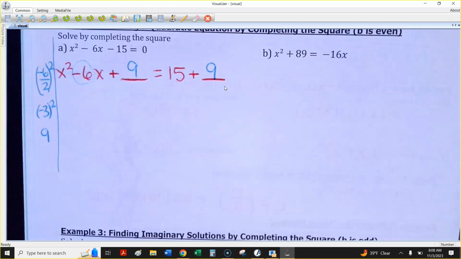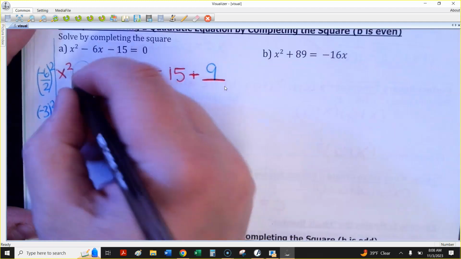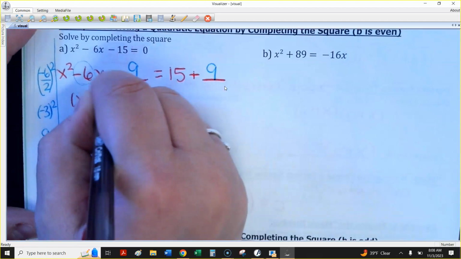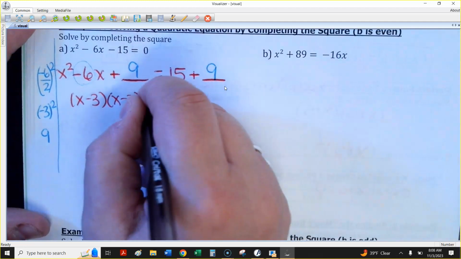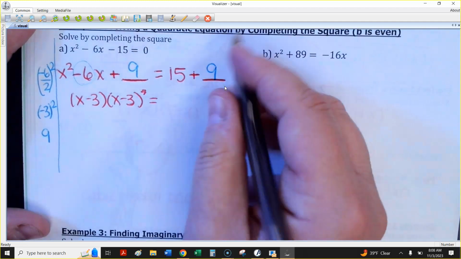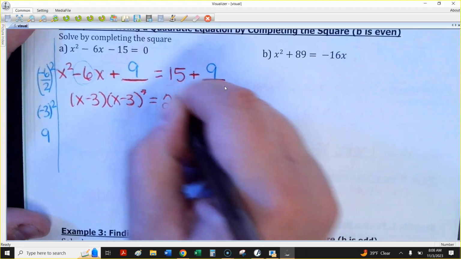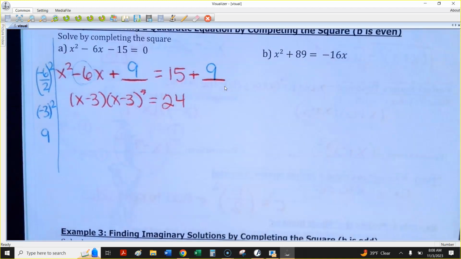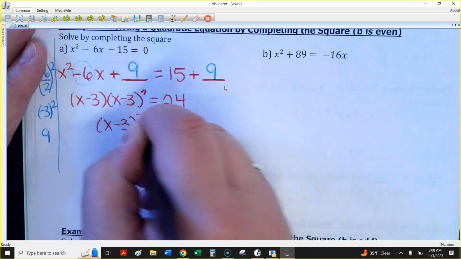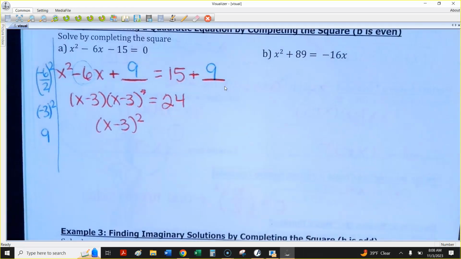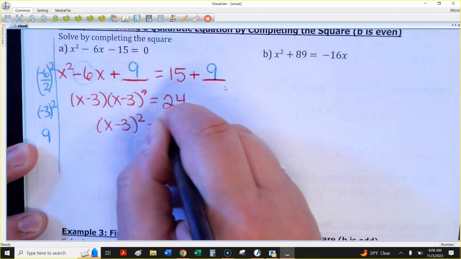So I'm going to write this. If you want to skip this step, you can. This is, in factored form, x minus 3, times x minus 3. On the other side here, we would just have 24. The entire purpose of completing the square, I can squish these together because they are exactly the same factor and write that as x minus 3 squared.